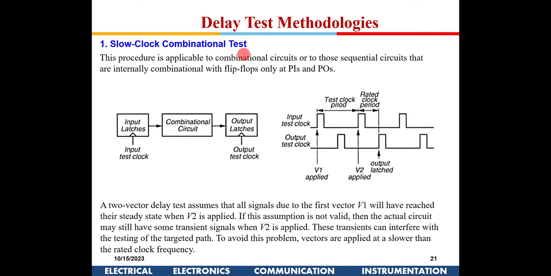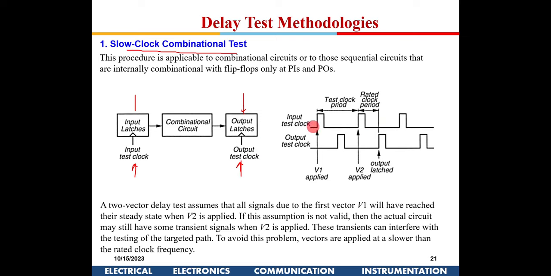Now for the path, there are several methodologies, depending on the type of circuit. There could be different types of circuits. For the first type of circuit, on the input side you have some latches, and on the output side you have some latches. So how to test? First, it is done using a slow clock. Slow clock means the clock given here will be slower than the normal functioning clock. The reason we will discuss here.